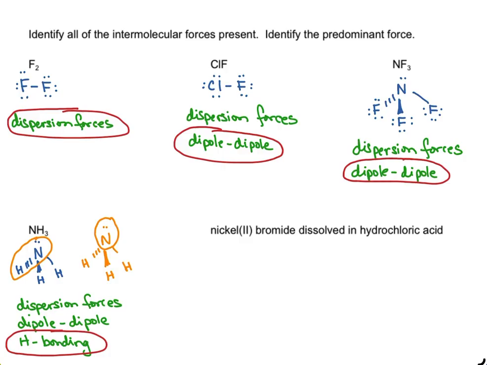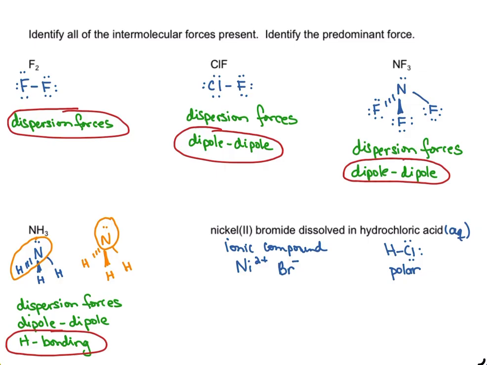Nickel(II) bromide dissolved in hydrochloric acid. You want to know that the hydrochloric acid, you can assume that it is an aqueous solution. So let's go ahead and examine this. Nickel(II) bromide is an ionic compound. When you dissolve it, it's going to form Ni2+ and Br-. And hydrochloric acid looks like this, which is a polar molecule. So let's discuss its forces.